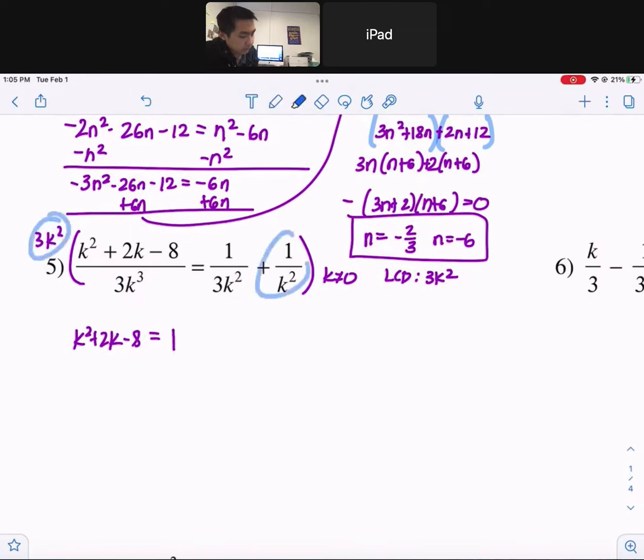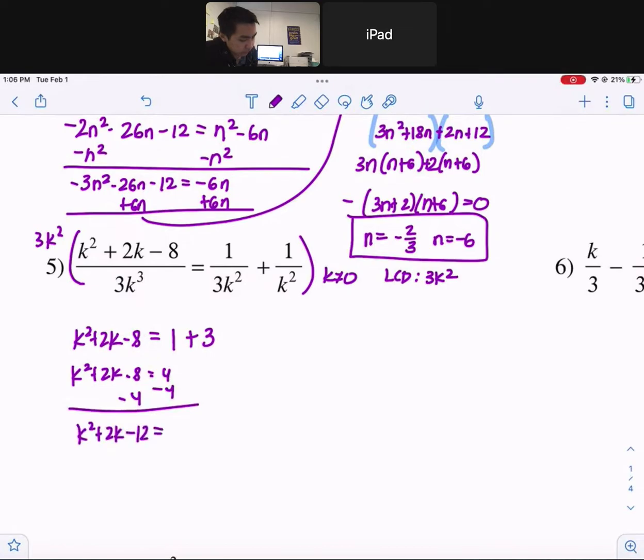And this times this, the k to the second cancel, so 3 times 1 will give you 3. So we got k squared plus 2k minus 8 equals 4. Subtract 4 from both sides. So k squared plus 2k minus 12 is equal to 0.